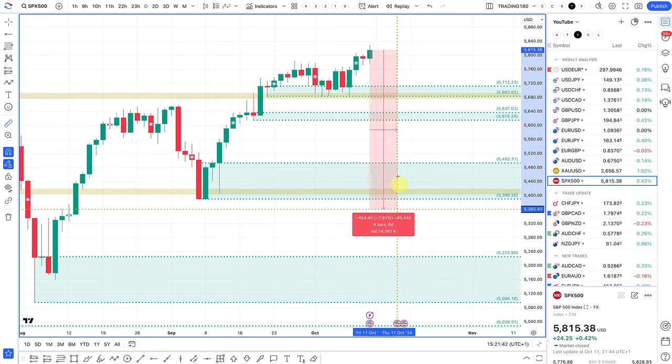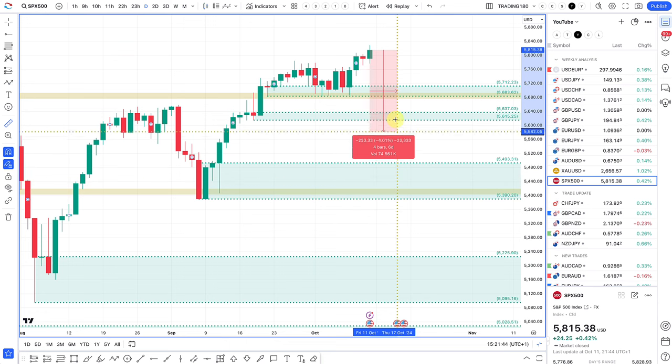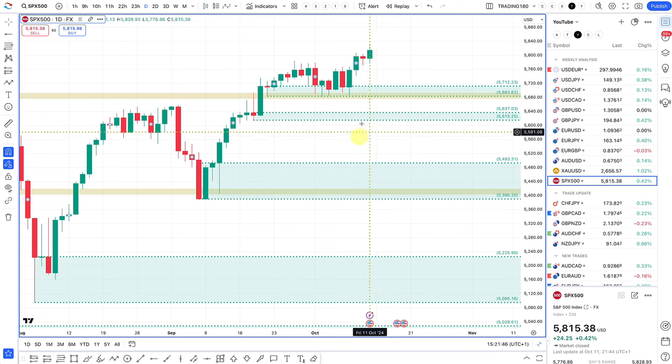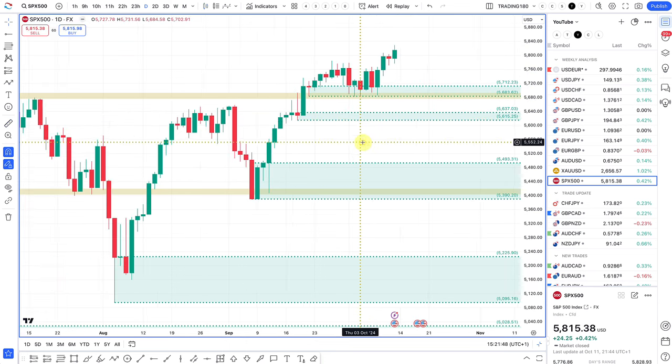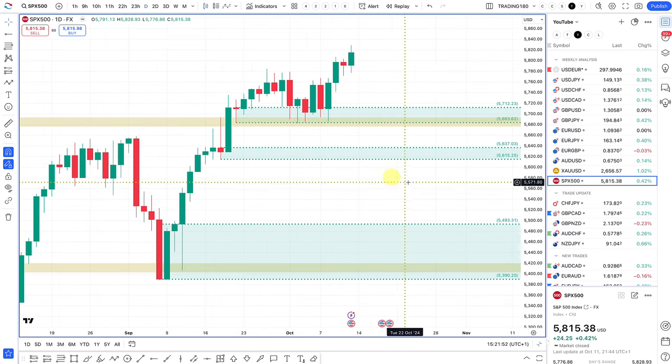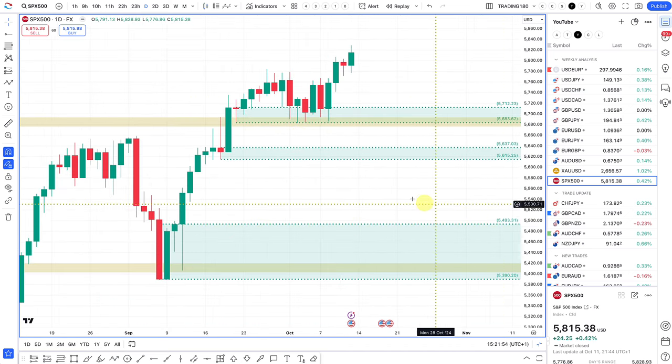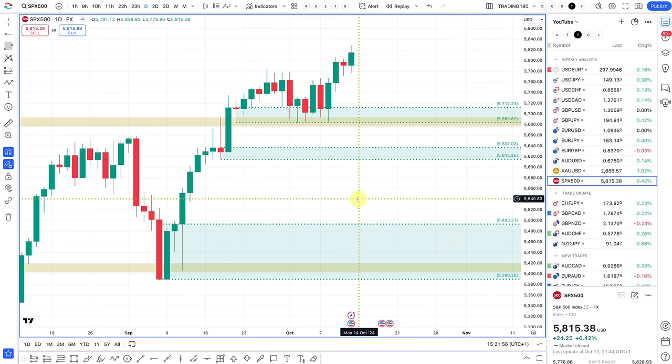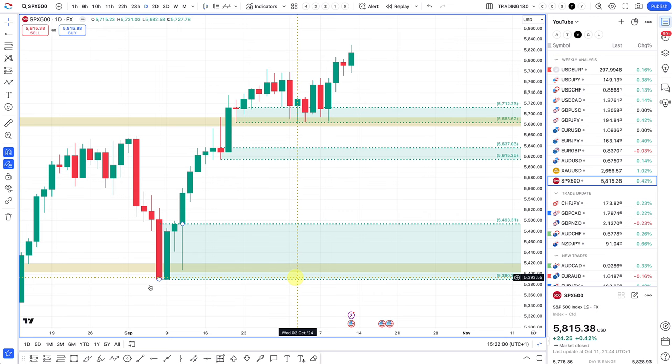10% would be even better. But yeah, look for buy trades, I think, at any of these levels. As long as you've got decent upside potential in the trade, then my bias is to look for some long trades for now. So that brings us to the end of the weekly analysis. Now let's get into some trade updates.